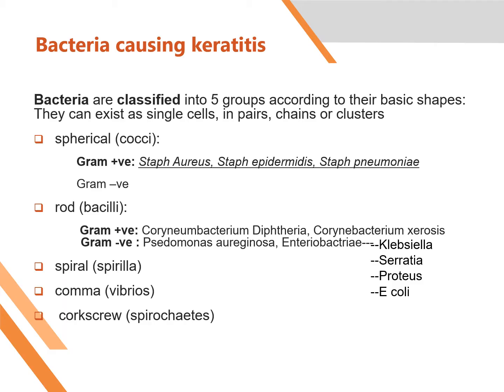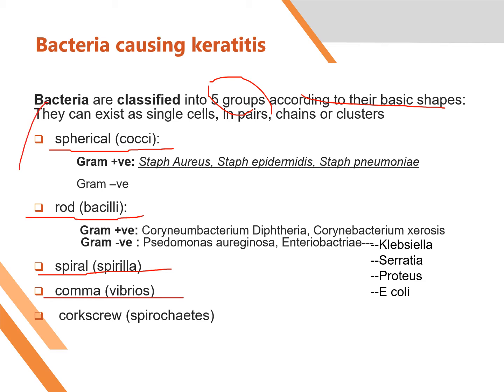First of all, classification of bacteria. Bacteria are classified into 5 main groups according to their basic shape. If they are spherical or round, they are called cocci. If they are like rods or flat, they are called bacilli. If they are spiral, they are called spirilla. If they are comma-shaped, they are called vibrios. And if they are corkscrew type, they are called spirochetes.